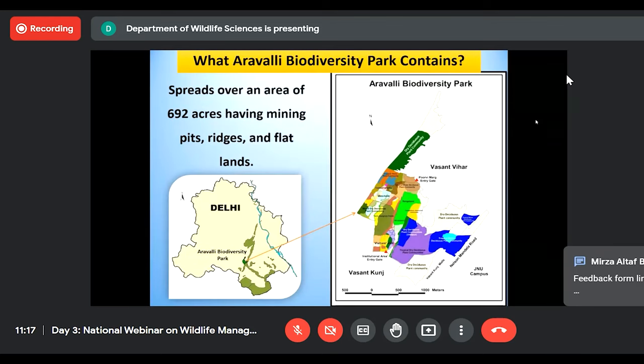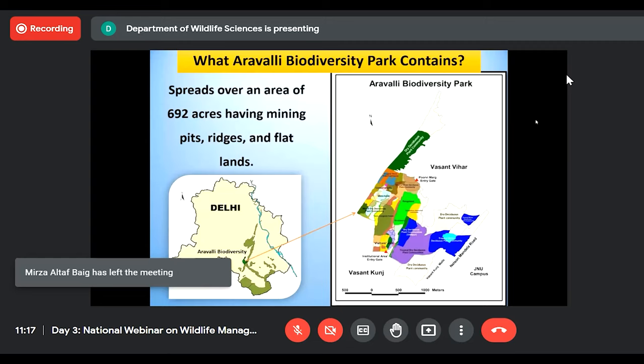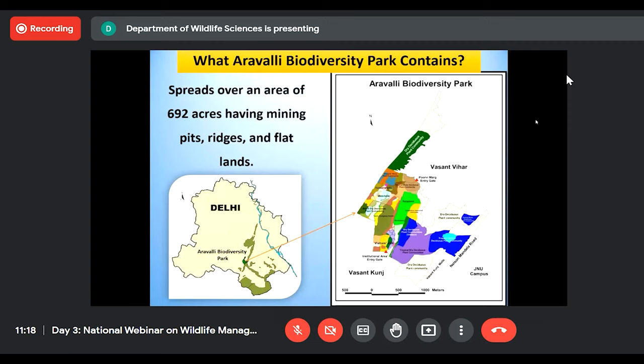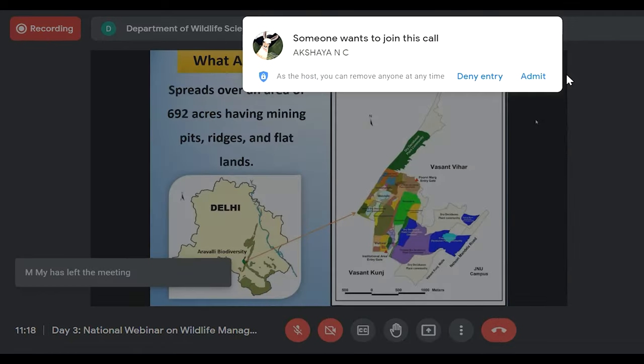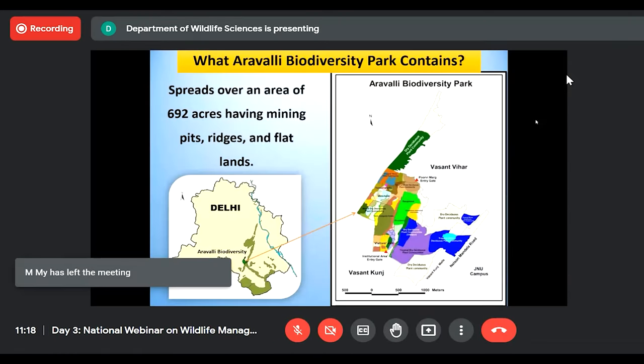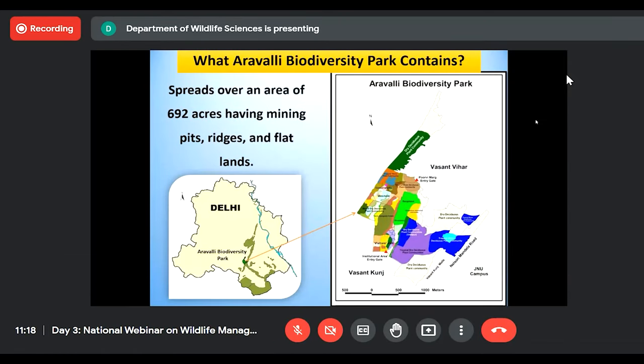I'll take a case study in detail about Aravalli Biodiversity Park with 2 other parks, so that one can understand how biodiversity parks are contributing to wildlife conservation and its management in a very specific way, and that can be extrapolated. Aravalli Biodiversity Park spreads over an area of almost 692 acres, having mining pits, ridges, and flatlands.